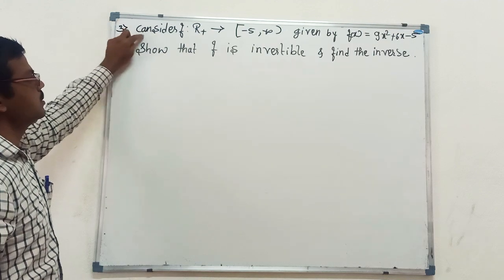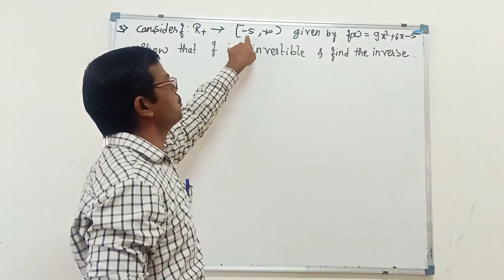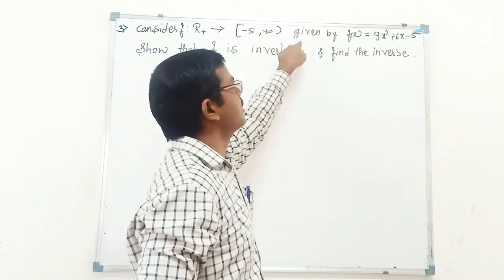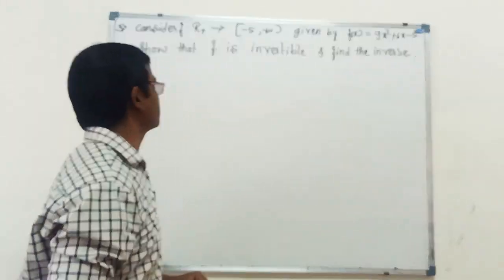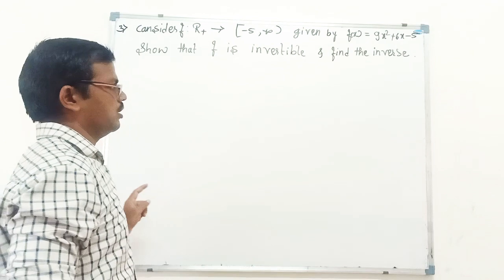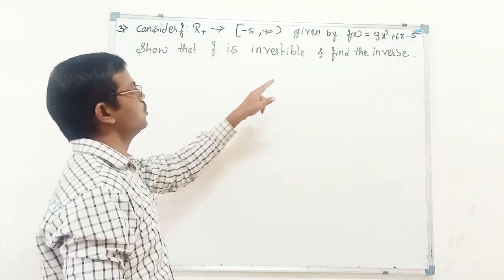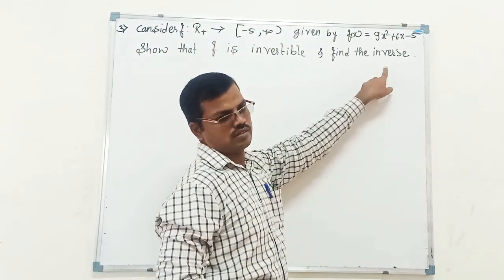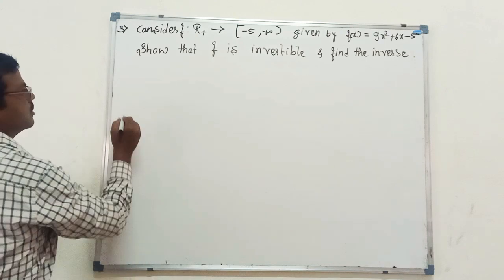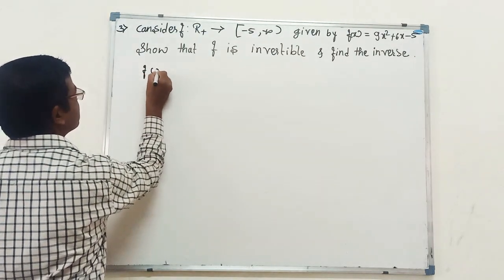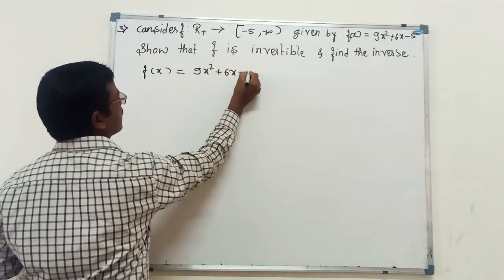So next problem, consider F from R plus, R plus means positive real numbers, to minus 5 to infinity, given by F of x equal to 9x square plus 6x minus 5. It is a quadratic expression. Show that F is invertible. Show that F is invertible. So we have to show that it is invertible, and find the inverse. So let me take the definition. How is it defined? F of x equal to 9x square plus 6x minus 5.